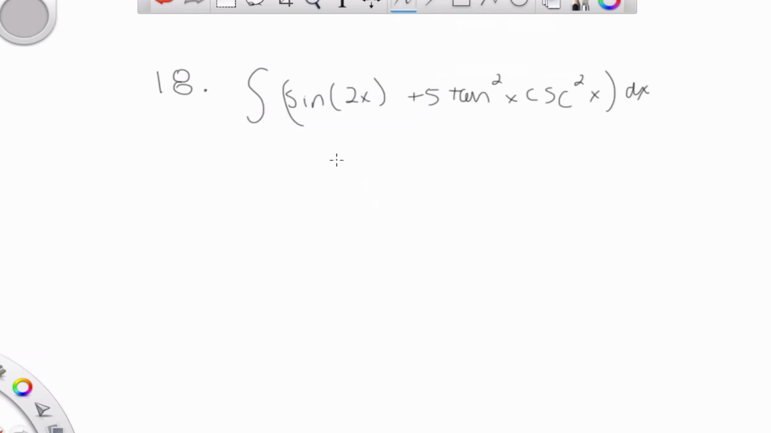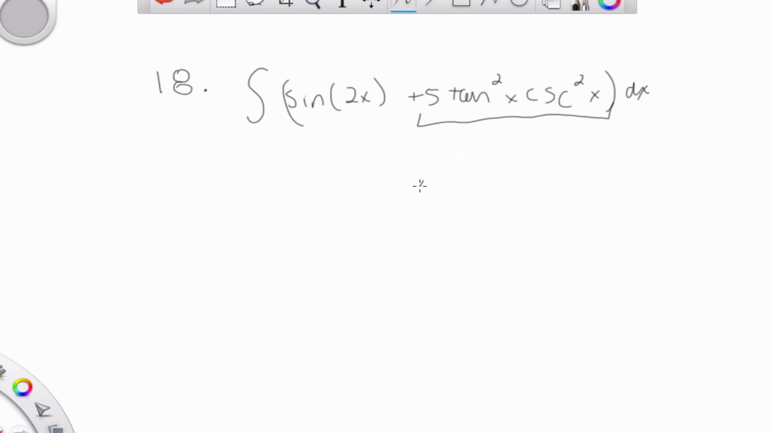Okay, this is number 18, and this is just the indefinite integral of sine of 2x, and so on. So you see that there. Really, this is a matter of simplifying all this stuff. This just looks like a mess. If something looks like a mess, you've got to look to simplify it.